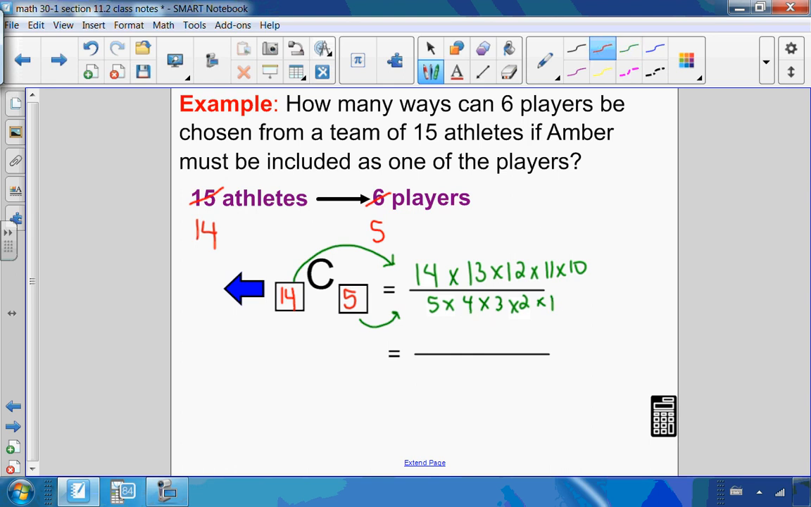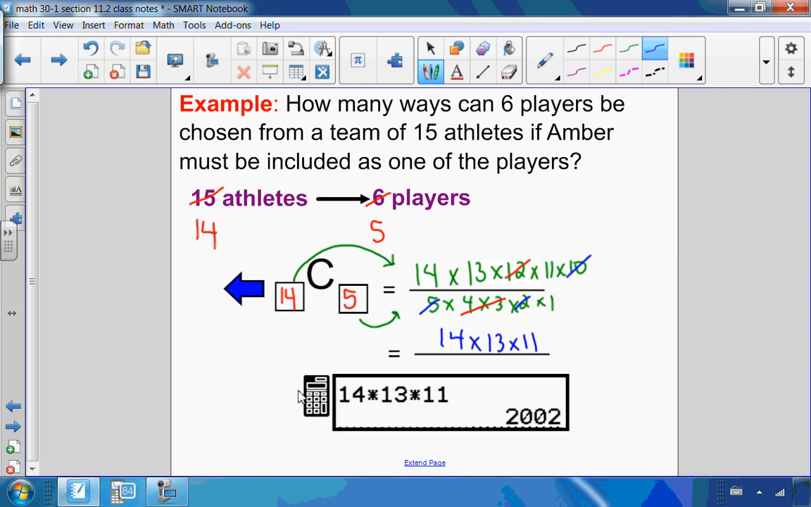So I see that 4 times 3 is 12, so 12 divided by 12 is 1. And I see 5 times 2 is 10. 10 divided by 10 is also 1. So I'm really just left with 14 times 13 times 11. Okay, so I can just put that one into my calculator, and I see that there are 2,002 ways of doing that.